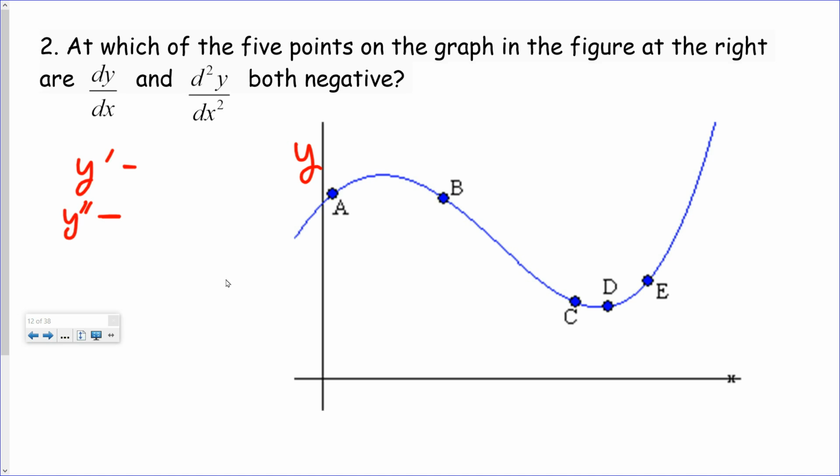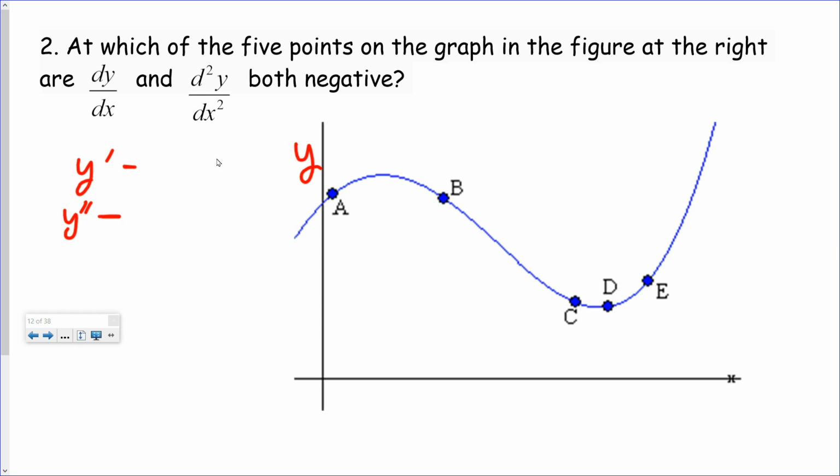Tell me guys, at which point is this going to be true? The answer is going to be A, B, C, D, or E. At which point are both the first derivative and the second derivative negative? I'm looking at a picture of y. You could narrow it down.